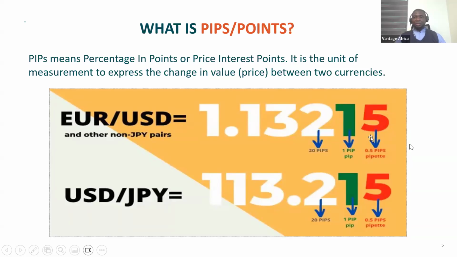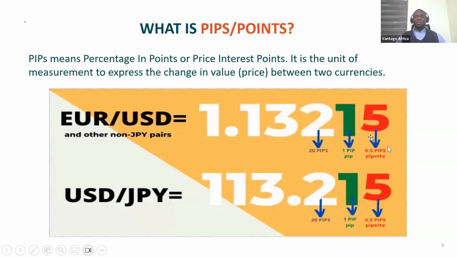So when you look at it, you are dealing with pipette, you're dealing with pips, you're dealing with multiple pips. The last digit represents the pipette. The second digit after the last one represents a pip. If you have 2 here, that means you have 2 pips. If you have 3 here, you have 3 pips. If you have 5 here, it means you have 5 pips. Then the third digit here represents multiple pips, that's more than 10 pips.